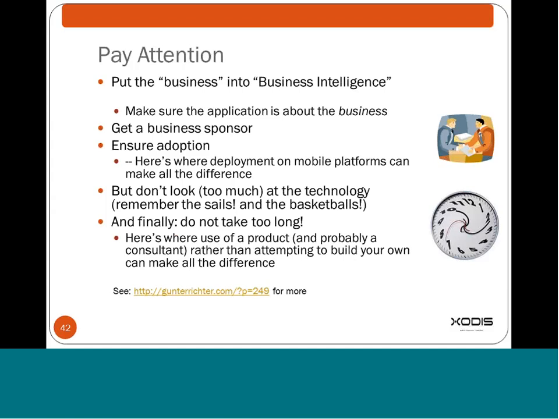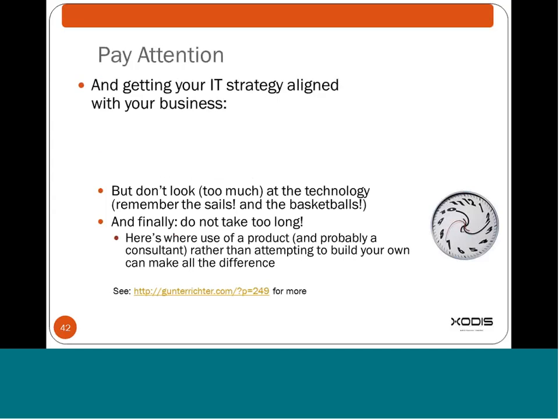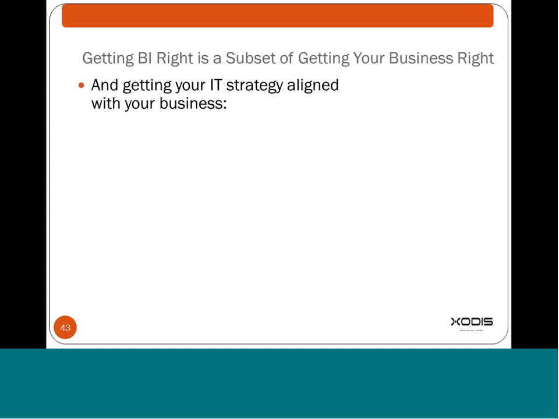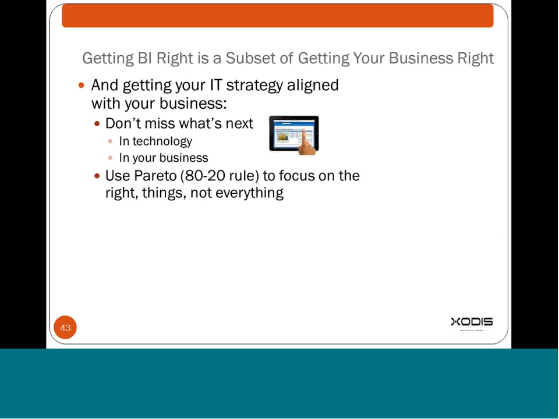So I got some of these ideas from that link. You can go to that link for more. Getting BI right is a subset of getting the business right. Getting your IT strategy aligned with your business. Don't miss what's next in either technology or the business. And what's next is clearly mobile.